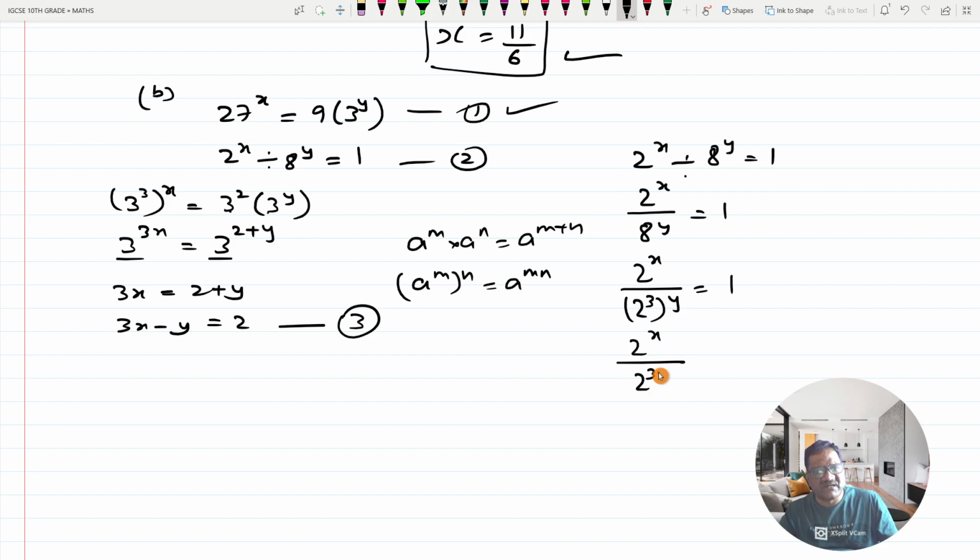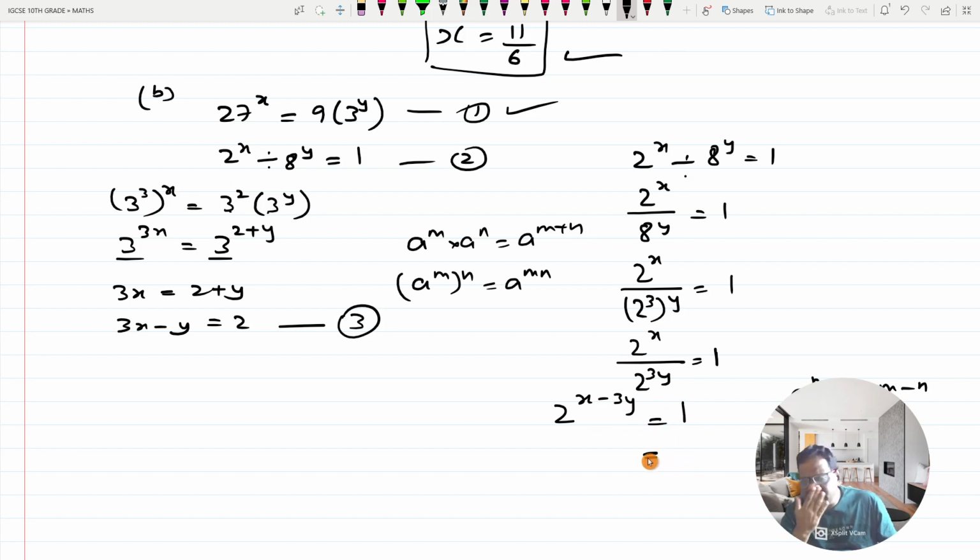Now here I'm going to use this rule, that is a raised to m upon a raised to n is equal to a raised to m minus n. Now using this rule on the left hand side will give me 2 raised to x minus 3y is equal to 1. Okay, but now I see that my bases are not becoming equal. But not an issue.